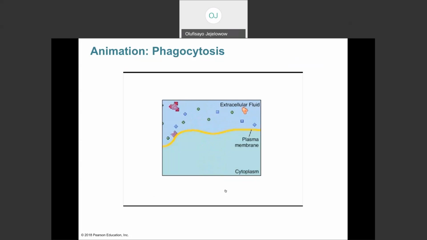Phagocytosis occurs in specialized cells called phagocytes, which include macrophages, neutrophils, and other white blood cells. Invagination produces a vacuole, which usually fuses with one or more lysosomes containing hydrolytic enzymes. Materials in the vacuole are broken down by these enzymes and degraded.